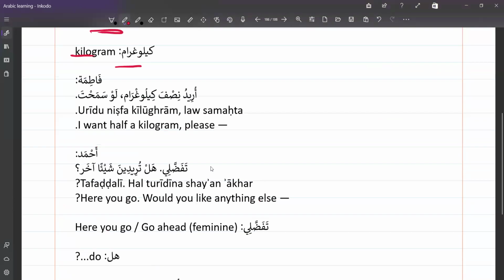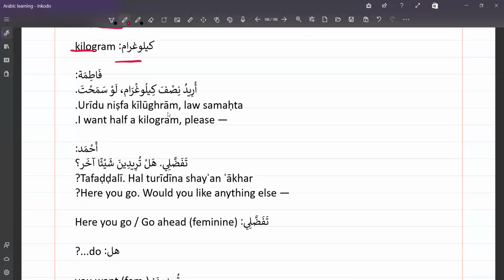Right? So Fatima says, Uridu nisfa kilogram. Nisfa again means half. The word nisf refers to half. So Fatima says, Uridu nisfa kilogram. I want half a kilogram. And then she adds the words, لو سمحت, please.